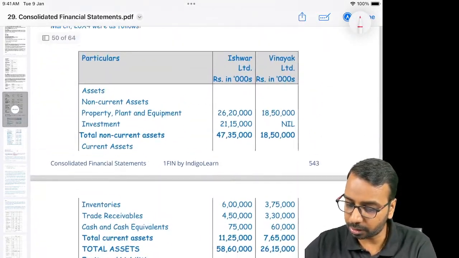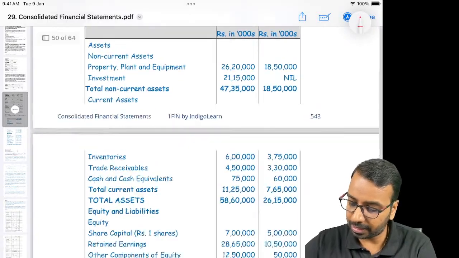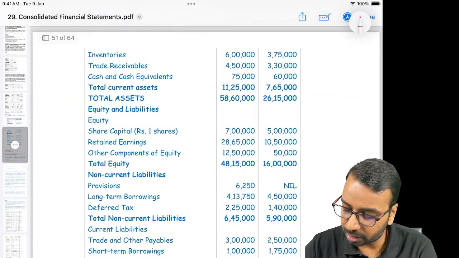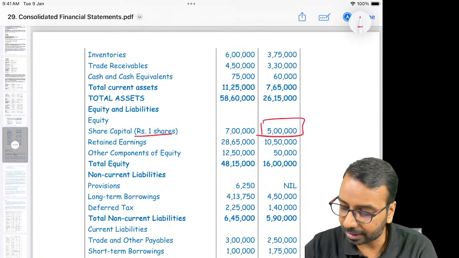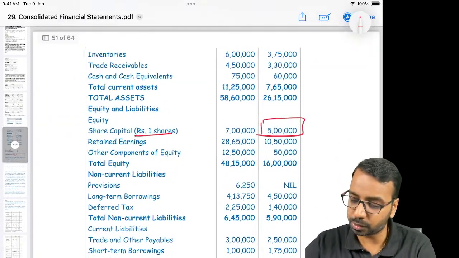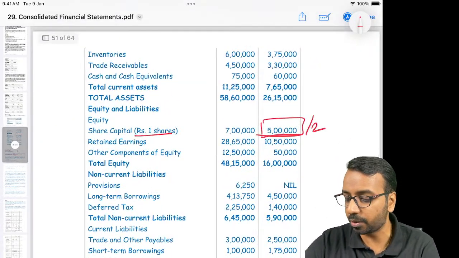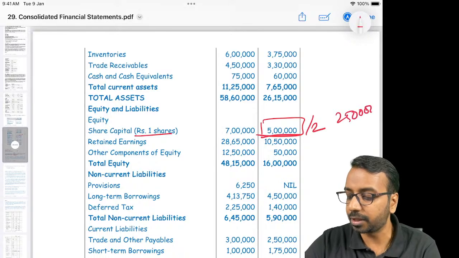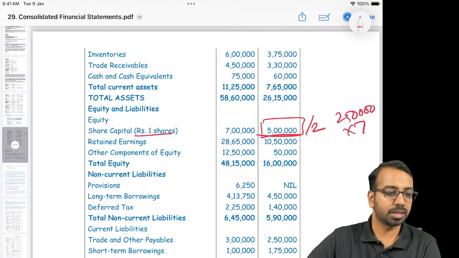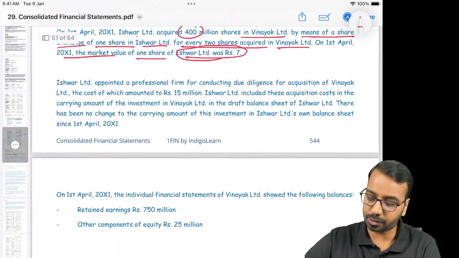This is on 31st March. Vinayak Limited, share capital, rupees 1 share. So you have 5 lakh and this amount is in thousands. Okay, so we'll just take 5 lakhs. 5 lakhs divided by 2, you are issuing 2,50,000 shares multiplied by 7 is the fair value. That becomes your purchase consideration.